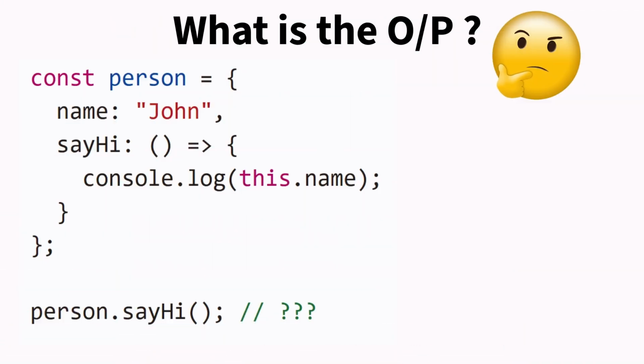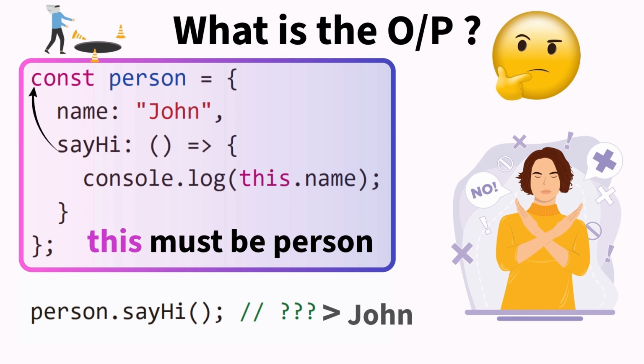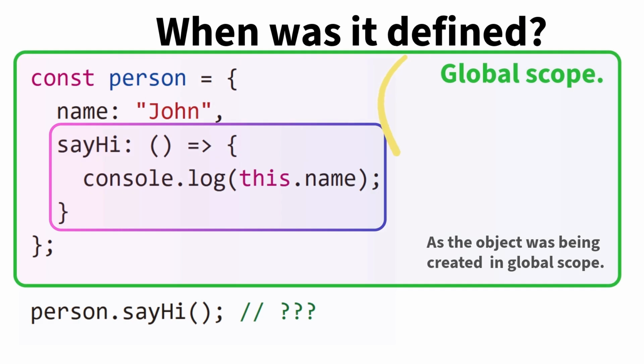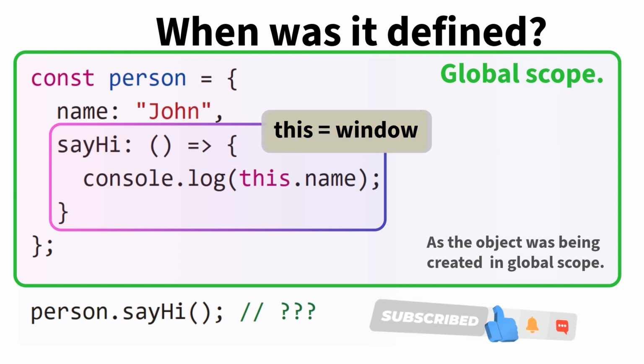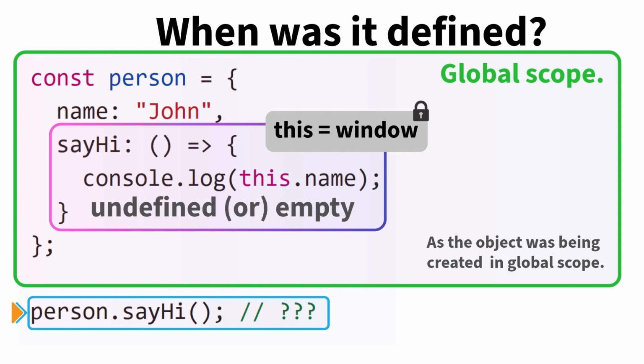Now, look at this simple yet tricky question. You might think this works and logs John, right? But it's a common trap. You might be thinking, sayHi is in person, so this must be person, right? Wrong. Remember, it's a photograph. When was it defined? It was defined as the object was being created in global scope. At that moment of object creation, this was not the person. This was the window object. The photograph it took was of the window object. So, when you call person.sayHi, what does it log? It logs window.name, which is probably undefined.